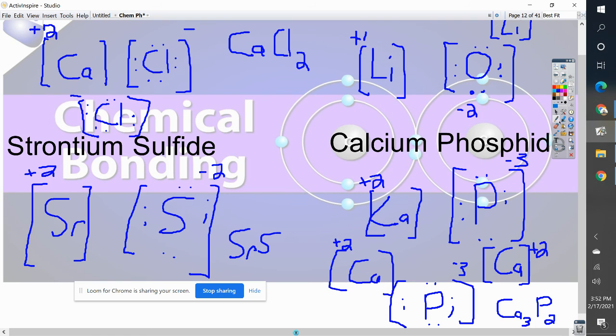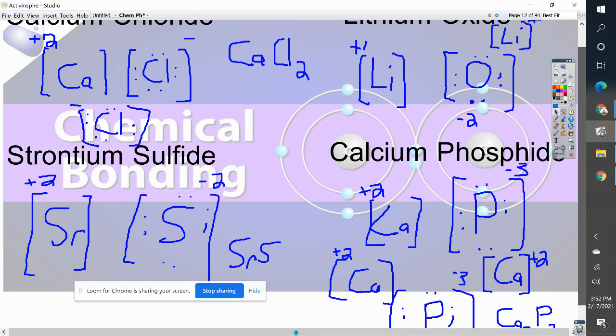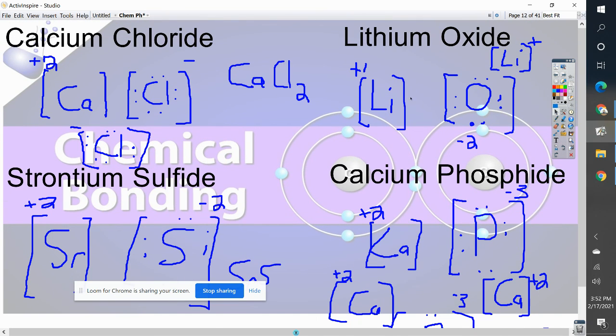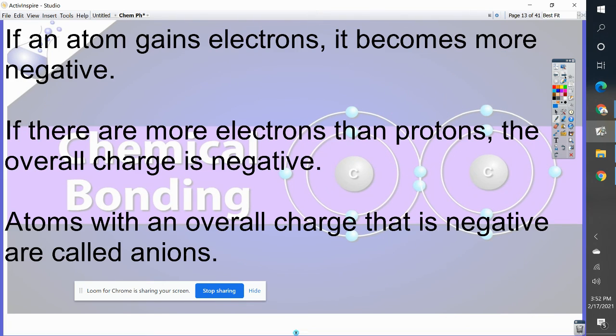Here, let's see if I can scroll up. Not easily is the answer. There is 2 lithiums, so 1 oxygen. So that'd be Li2, capital O. And let's look at the next slide, but I think that does it for today.